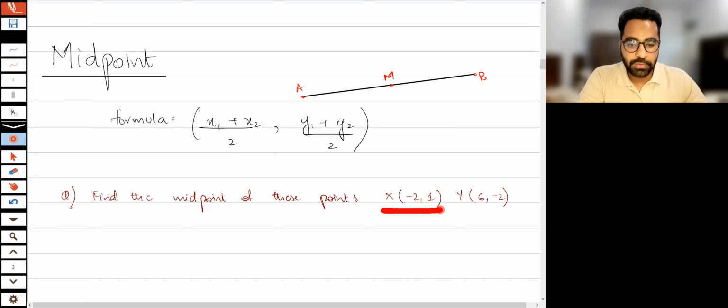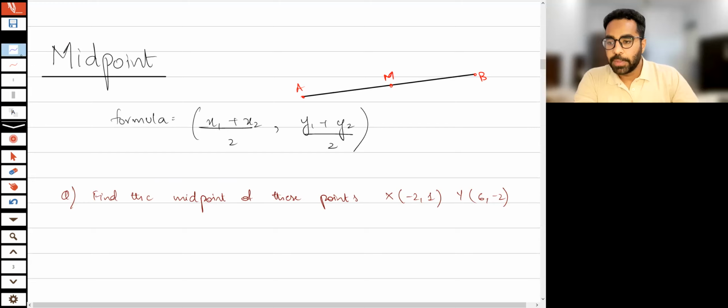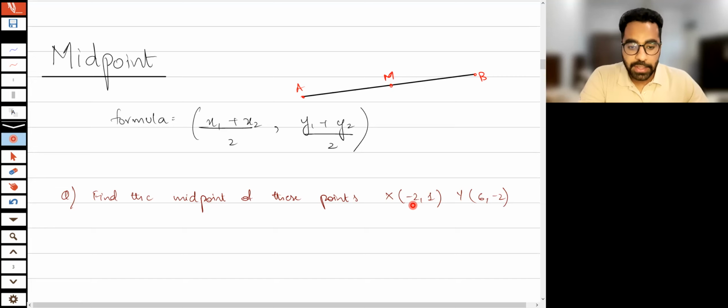I have point X, which is (-2, 1), and I have point Y, which is (6, -2). Okay, so I'll apply this formula for the midpoint, which is (x1 + x2)/2 and (y1 + y2)/2. Again, you can name this as x1, y1 and this will become x2, y2.